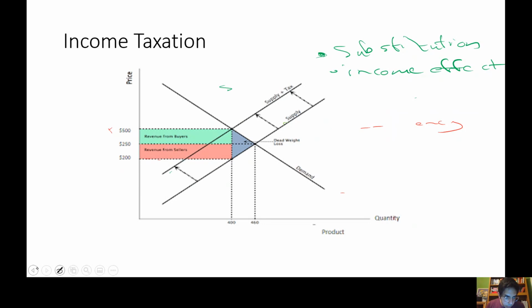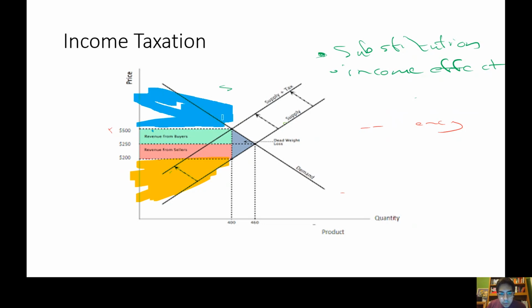Let me highlight for you one more time. Why do I always pick dumb colors? This right here is the new producer surplus right after the tax. This blue area up here is the new consumer surplus after the tax.